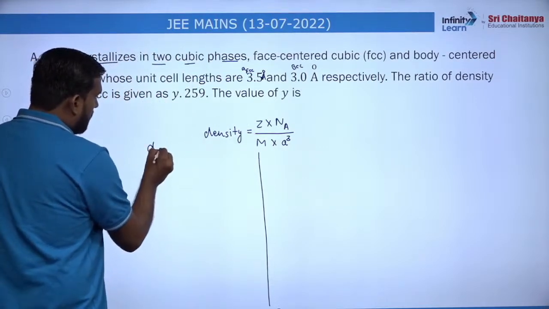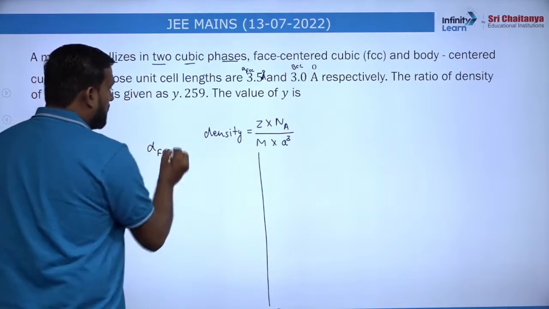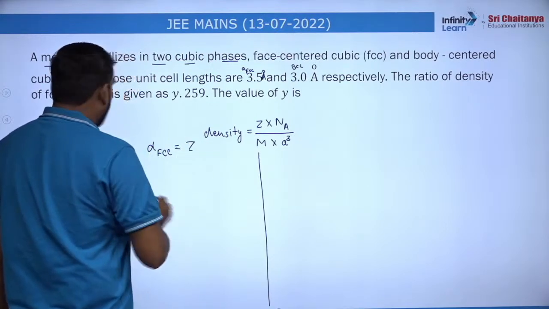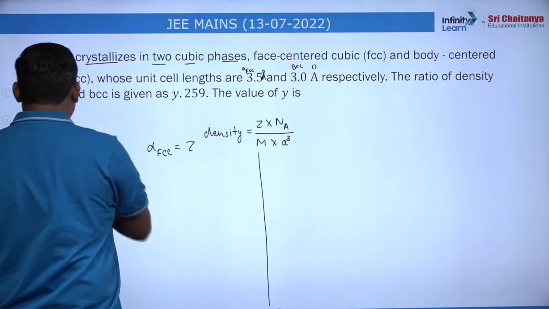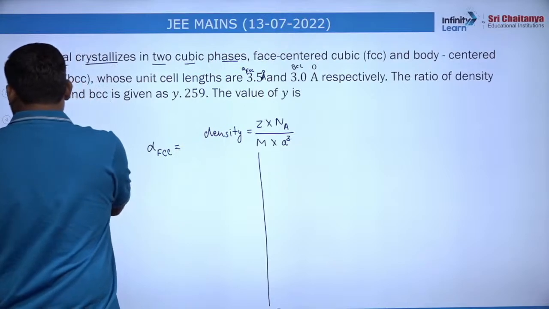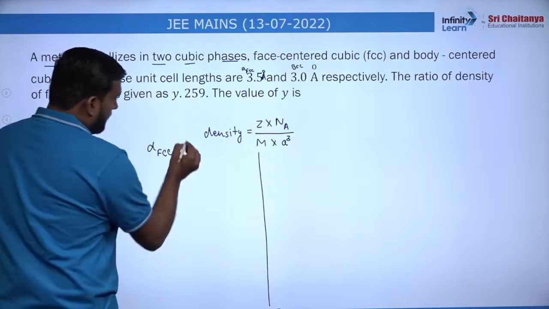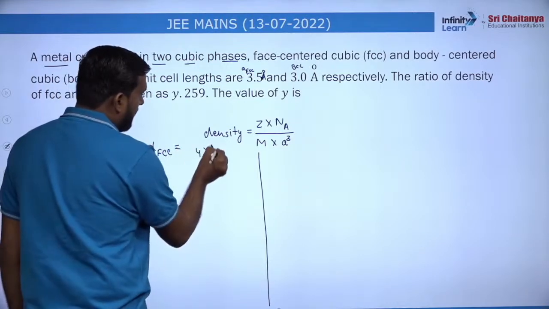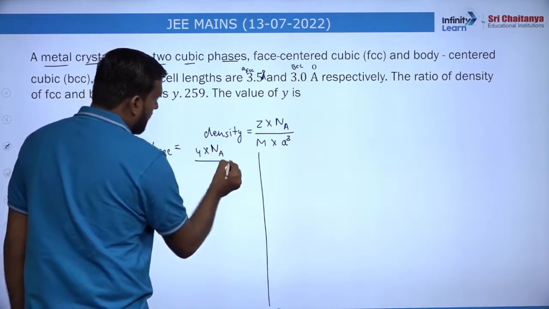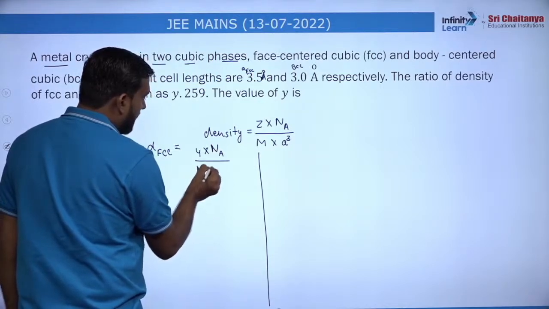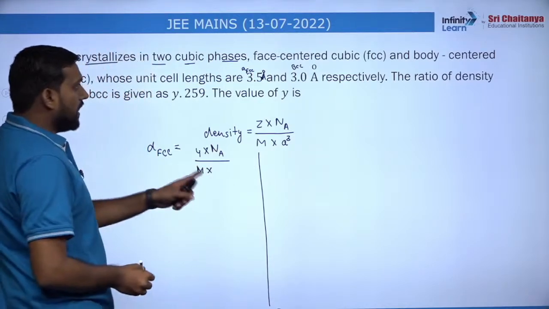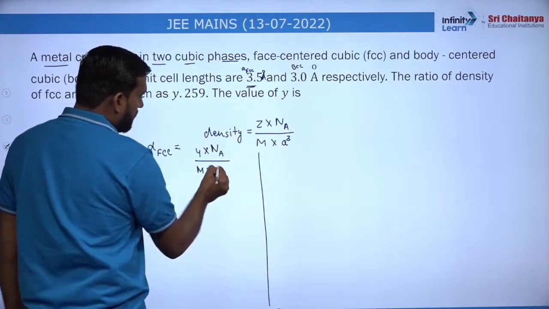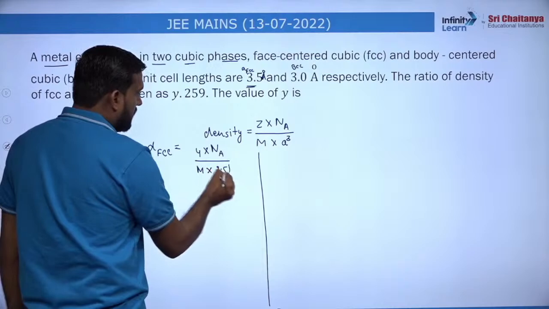If I write down the formula for density of FCC, Z will be equal to 4. So we can write it as 4 into Na divided by m, that is the molar mass of the substance, upon a. What is the edge length of FCC? 3.5 angstrom. So it will be 3.5 whole cube.